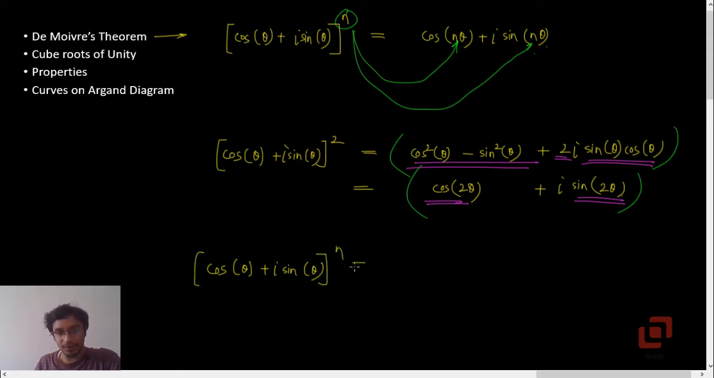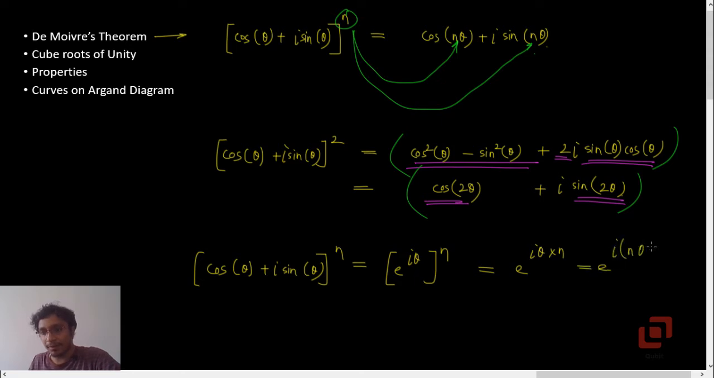The Euler's formula. Okay, cos theta plus i sin theta is e to the power i theta. Yes, that is Euler's formula. Now use the law of indices. e to the power i theta raised to n must be e to the power i theta into n, or e to the power i n theta. So e to the power i n theta, again by Euler's identity, will be cos n theta plus i sin n theta. So you can prove all your formulas from trigonometry using De Moivre's theorem or Euler's formula. Okay.